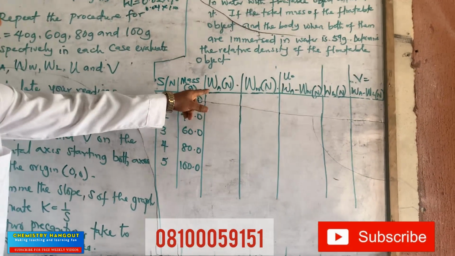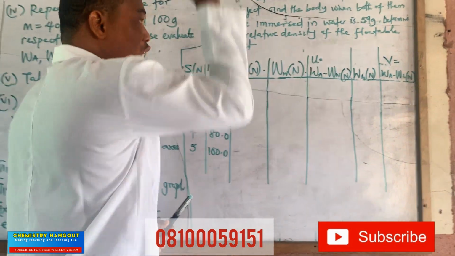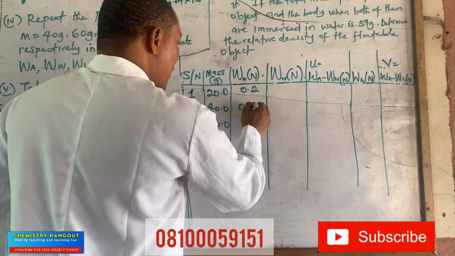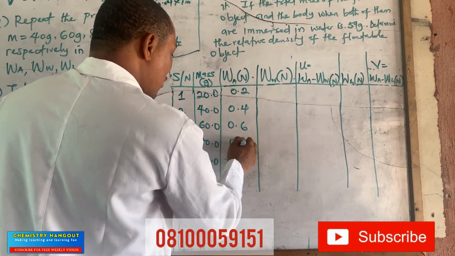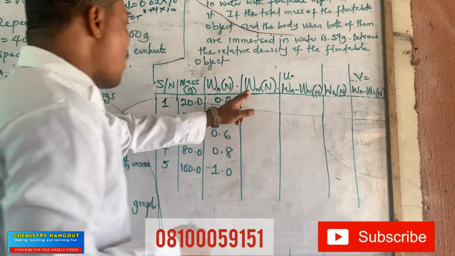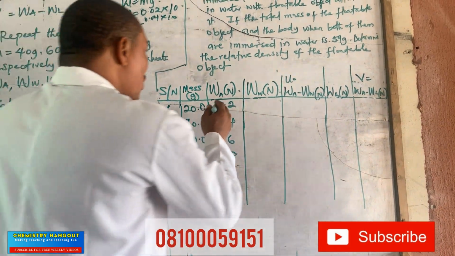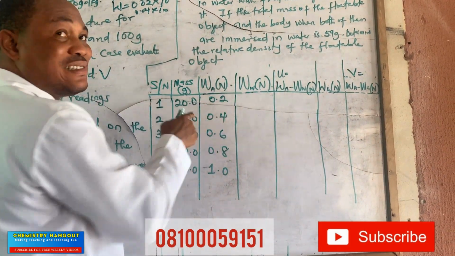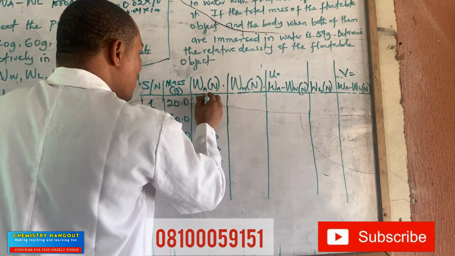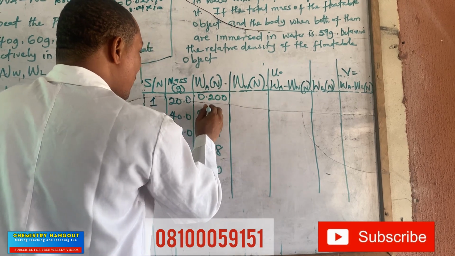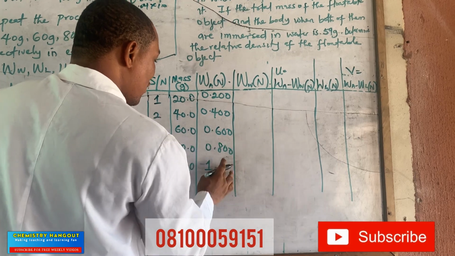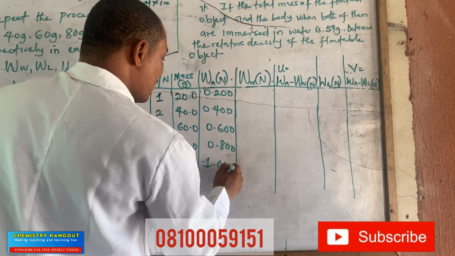So the weight in air in Newton, if you remember, we just used our formula because our spring balance is saying the same. So we have 0.2, 0.4, 0.6, 0.8, and 1.0. I want to believe this is clear now. For our weight in water, I told you I'm doing this in 3 decimal places because of the closeness of those values. So I can do 0.200, 0.400, 0.600, 0.800, and 1.000. You get that now?